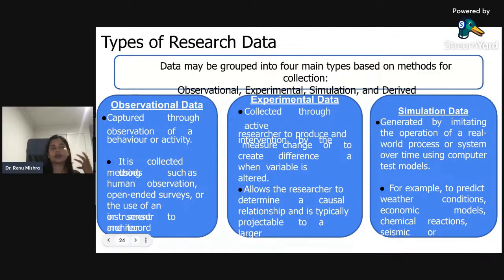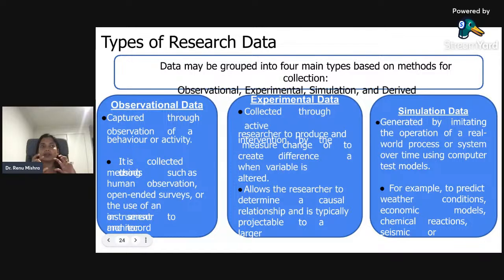Okay. If you are giving them open-ended surveys, the information collected through that is observational data. When you talk about experimental data, you have some intervention which has been introduced. So one variable is changing, another variable is not changing. Okay. Next is simulation data.